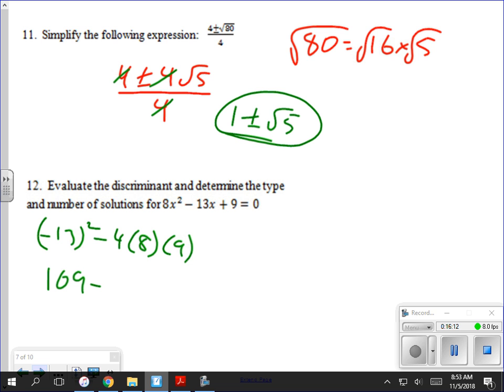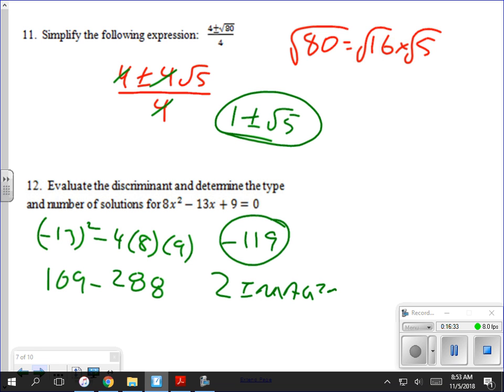$288. Combine those together, I get negative 119. This is less than 0. So that means I have 2 imaginary answers. If it's 0, I have 1 real. If it's positive, I have 2 real. If it's negative, I have 2 imaginary. It means I have the square root of negative 119 as part of the quadratic formula. 2 imaginary answers.